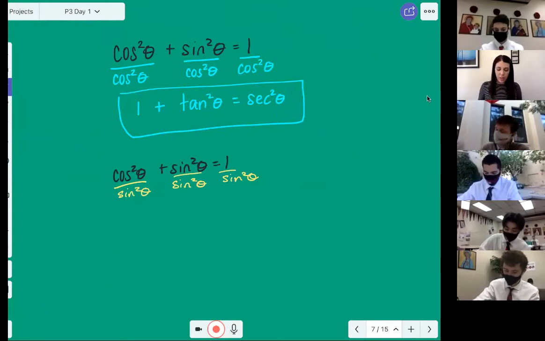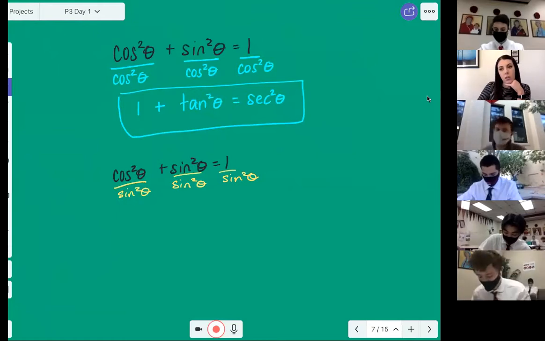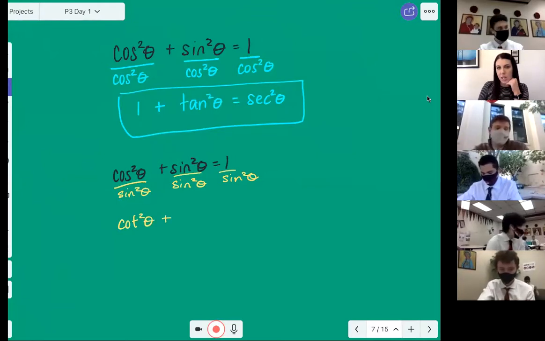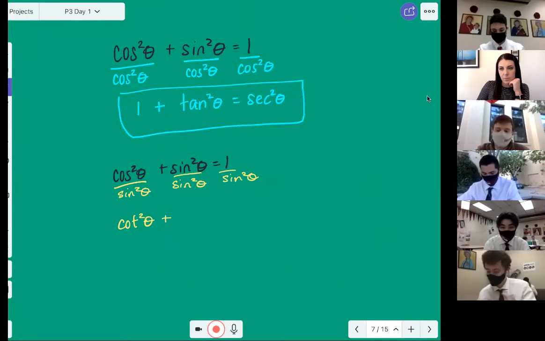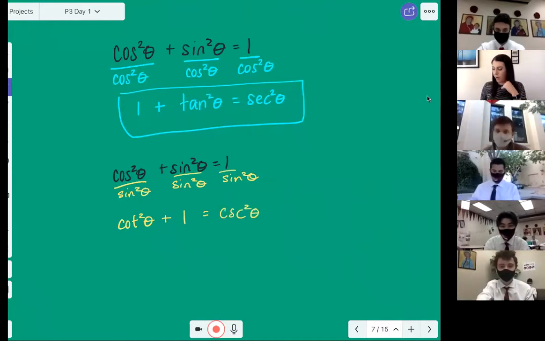Carter, let's go to you. Cosine squared over sine squared. What's that equal to? Cotangent. Cotangent squared. What's sine squared over sine squared? 1. Correct. And then what's 1 over sine squared? Cosecant squared.